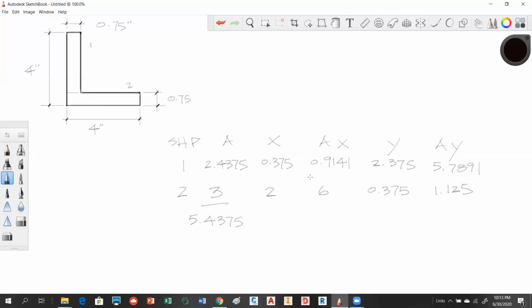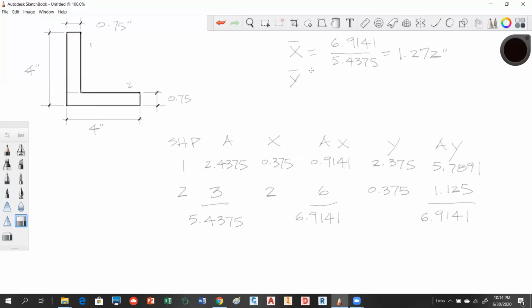So we're going to have 5.4375, and the sum of the axes, 6.9141, and the sum of the ay's, 6.9141. So we have x bar and y bar. The sum of the axes divided by sum of the area gets me 1.272 inches.